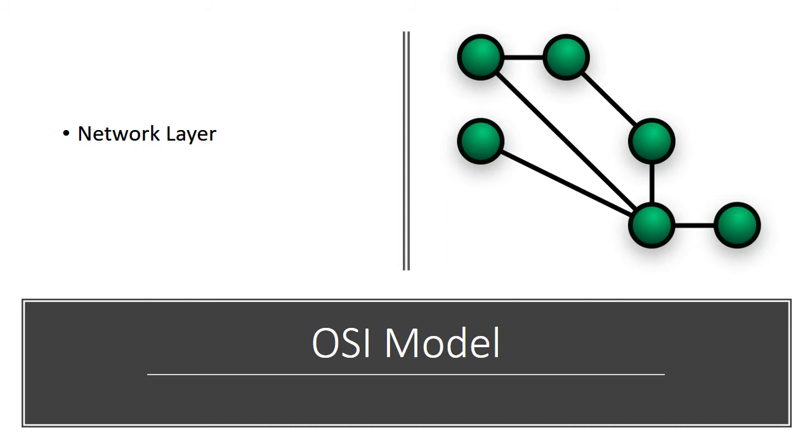Network layer. The logical groups of bits called frames in the data link layer are now called packets, and the network layer facilitates routing of packets between the two nodes. Besides routing of packets, the network layer enables connectivity between two different types of networks.